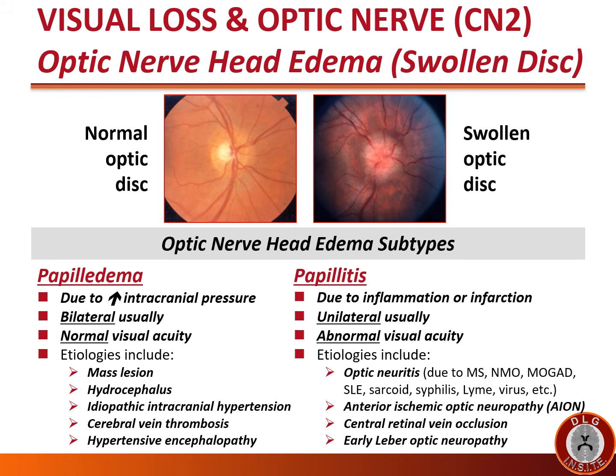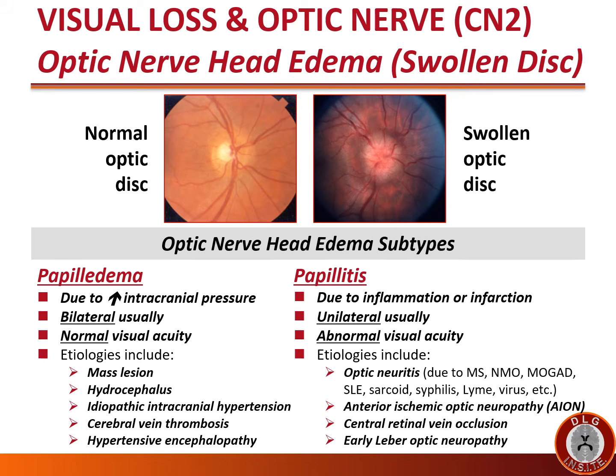Papillitis refers to inflammation or infarction of the nerve head. It is almost always unilateral at first. It may become bilateral if the disease spreads, but it's usually unilateral to begin with, and it's almost always associated with abnormal visual acuity. Etiologies include optic neuritis, inflammation of the optic nerve. This can be due to multiple sclerosis, neuromyelitis optica, MOG antibody disease, lupus, sarcoid, syphilis, Lyme, virus, and other causes.